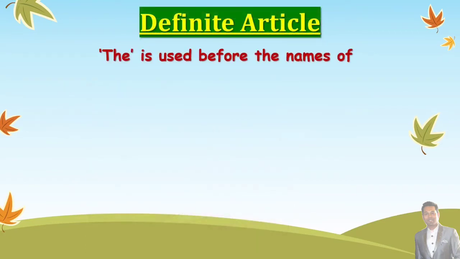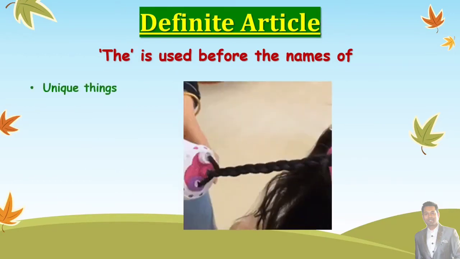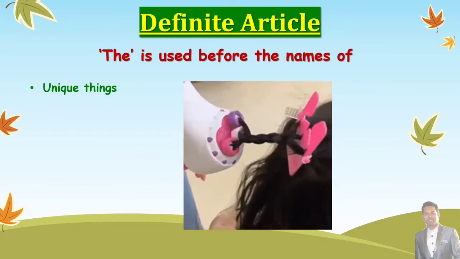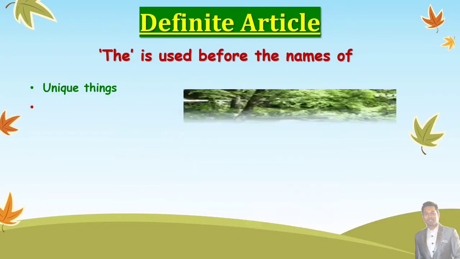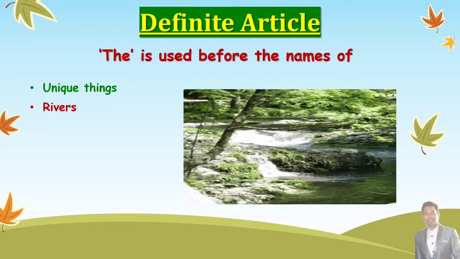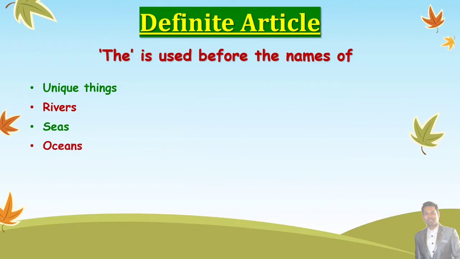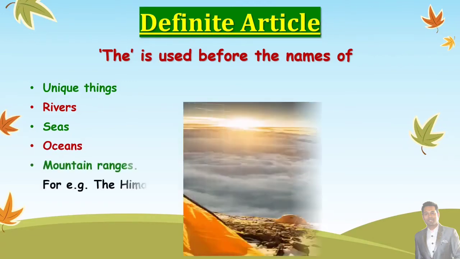The is used before the names of unique things. Unique means something which is unique in its kind. For example, the Red Fort, isn't it unique? Rivers. So the is used before the names of rivers. For example, the Ganga, the Yamuna, the Nile. Seas, the Arabian Sea. So we use the before the names of seas also. Oceans, the Pacific Ocean, the Indian Ocean. So we have to use the before the names of oceans also.